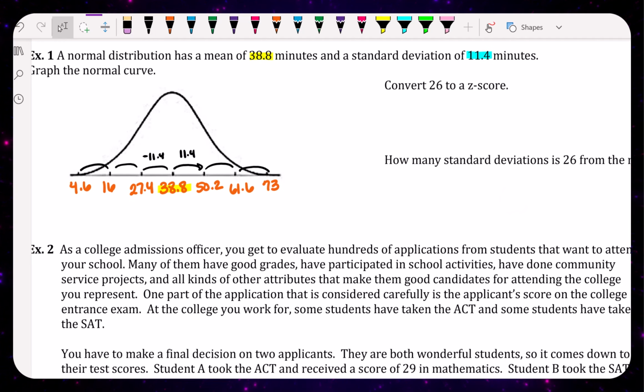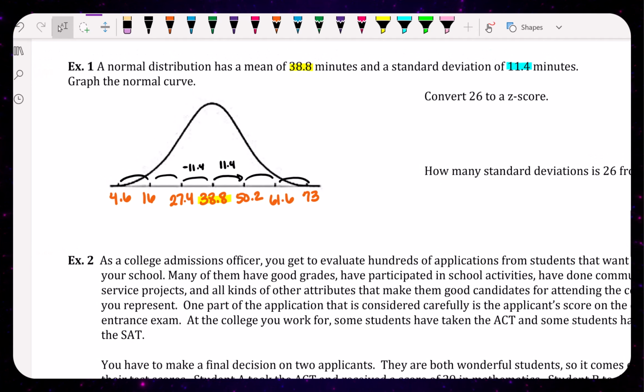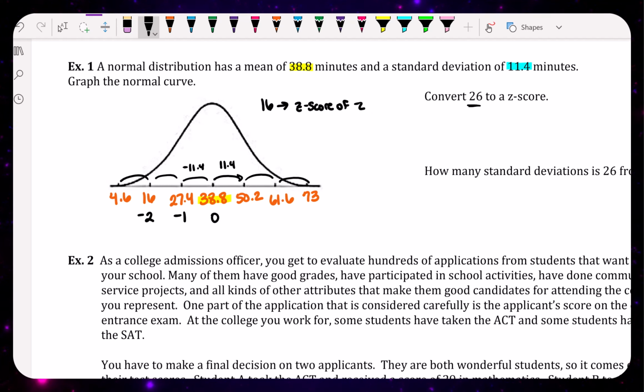So what we want to do is convert this to a z-score. So 26. Now, do you see 26 anywhere on this? You don't, okay? If I asked you what the z-score is for 16, that would be pretty easy because your mean has a z-score of 0. This would be -1, and that would be -2. So 16 would have a z-score of -2. Why? Because it is 2 standard deviations below the mean.